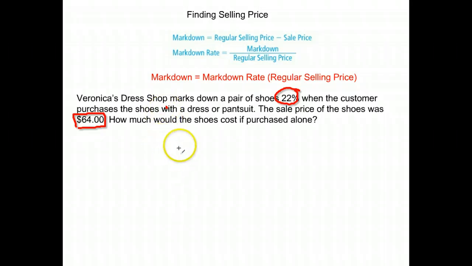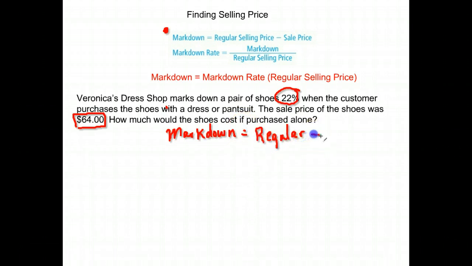Okay, we need to set up an equation. We know we're going to use in this one this top equation. We know that the markdown is equal to the regular price minus the sale price of the item. Now let's put in the information that we know so far. Do we know the regular price? No, that's what we're trying to find. I'm just going to call that regular price R. Do we know the sale price? Yes, we do. We know the sale price was $64.